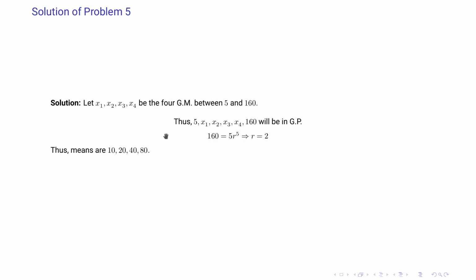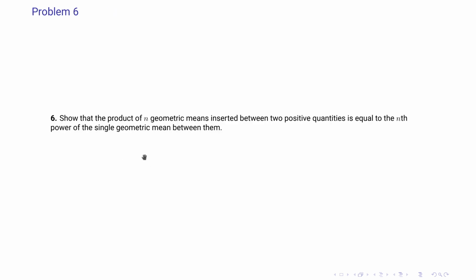Insert 4 geometric means between 5 and 160. So we let x1 up to x4 be the 4 geometric means. So 5, x1 up to 160 will be in GP. So 160 is equal to 5r to the power 5. That is, r is equal to 2. So the means would be 10, 20, 40 and 80.